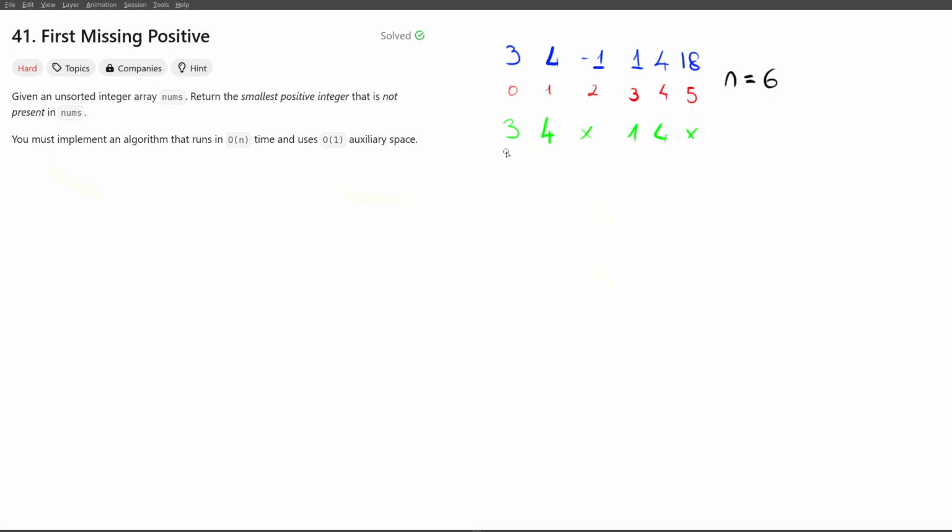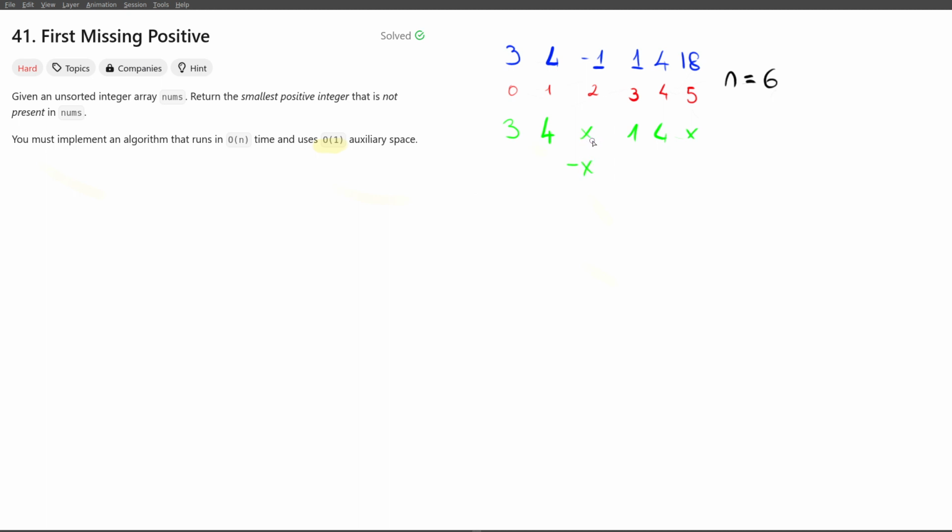And now the main problem: we have to use only constant auxiliary space. There are two main ideas of how to do this. The first one would be treating those elements as pointers into this array. We can mark an element by making it negative the first time we see it. So we go through the array, and this 3 points to the element of index 2, since 3 minus 1 is 2, and we change this element to be negative.